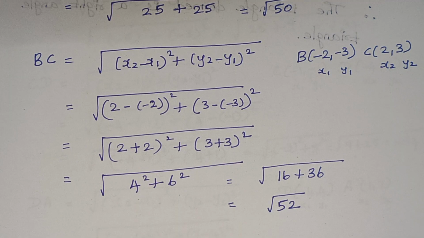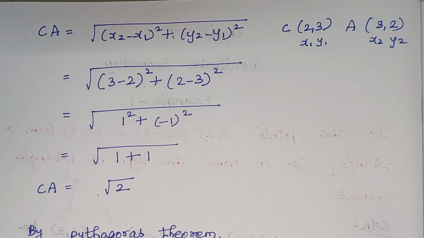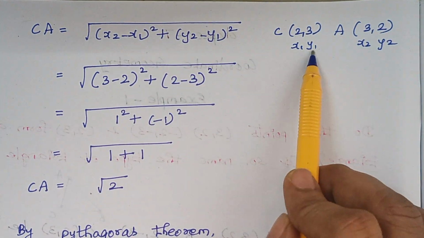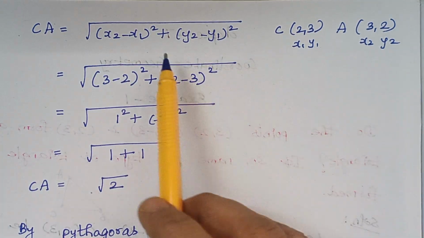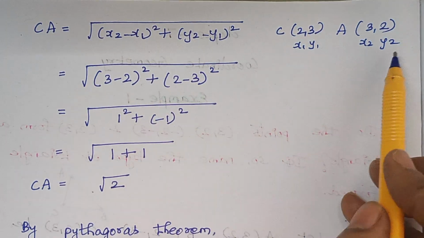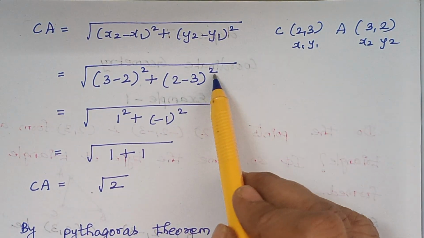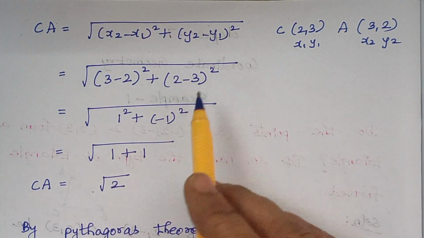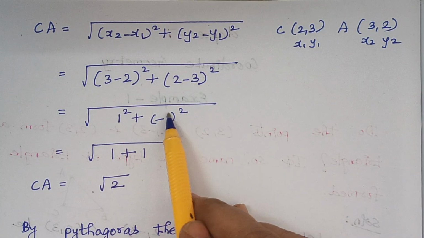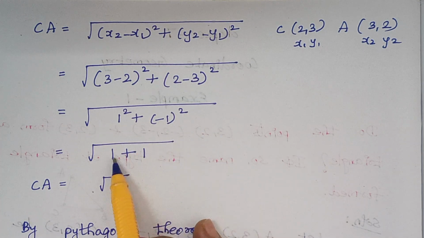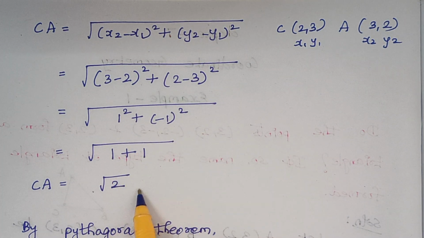Finally we are going to proceed with our third side. So next is CA. This is my C and this is my A. Again x1, y1 and this is x2, y2. So x2 minus x1: 3 minus 2, the square. Here it is 2 minus 3, the whole square. So 3 minus 2 is 1 and 2 minus 3 is minus 1. Anything to the power of square is always a positive number. So again it becomes 1 plus 1, which is equal to root 2.